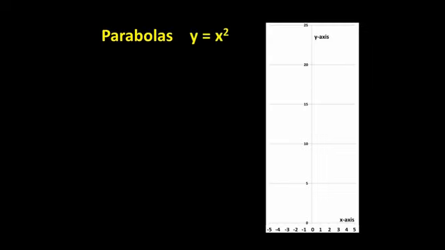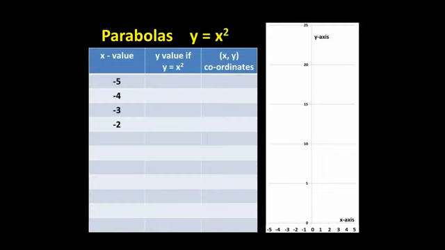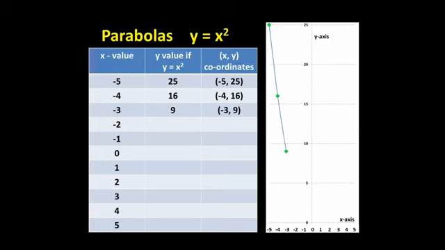A parabola is the curve produced on a Cartesian plane by the general equation y equals x squared. Let's draw a parabola taking the x values from -5 to +5. Since y equals x squared, when x equals -5, y equals -5 squared, which is 25. We can plot the point -5, 25 on the graph here. -4 squared is 16, so the point we plot is at -4, 16. -3 squared is 9, so our next point is at -3, 9.